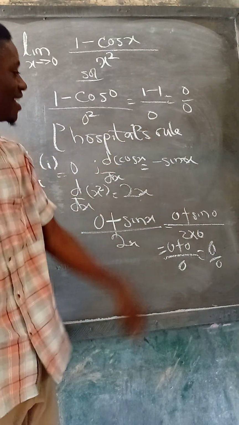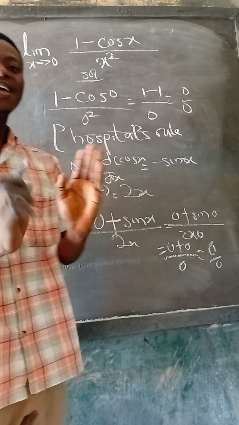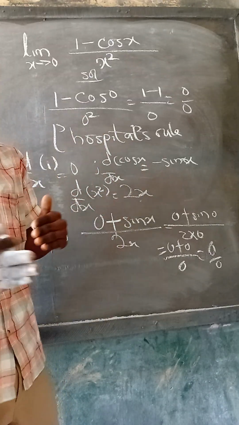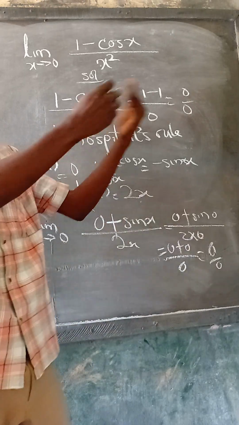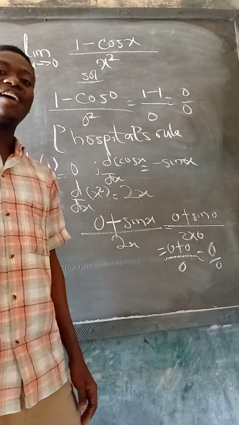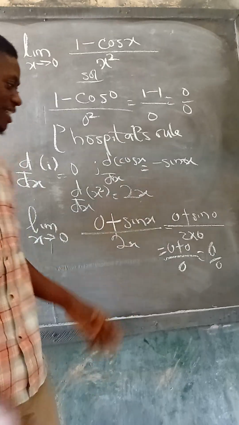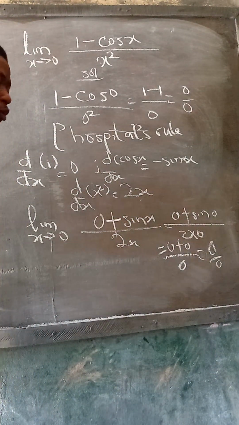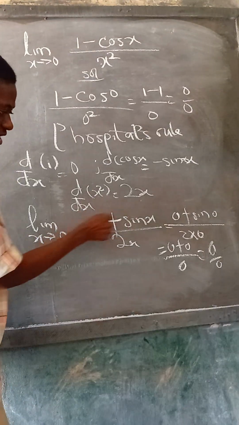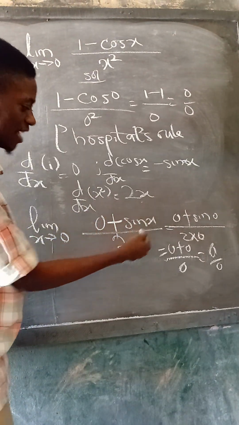We are going to apply L'Hospital's rule again. So this time around, we are going to be comparing the acceleration. The first derivative that we did, we compared the speed. Now we are finding the derivative again, the second time. So in this case, we are comparing the acceleration. So what are we going to differentiate? We differentiate these values, 0, sine x, and 2x.